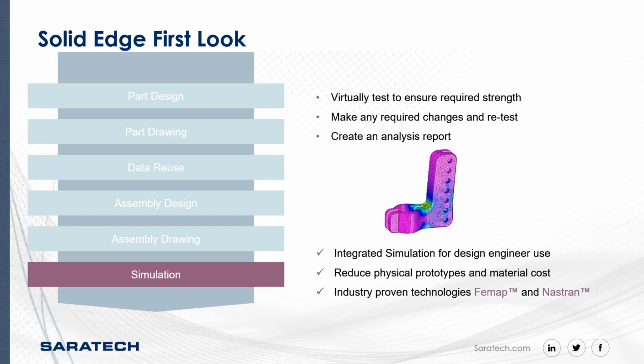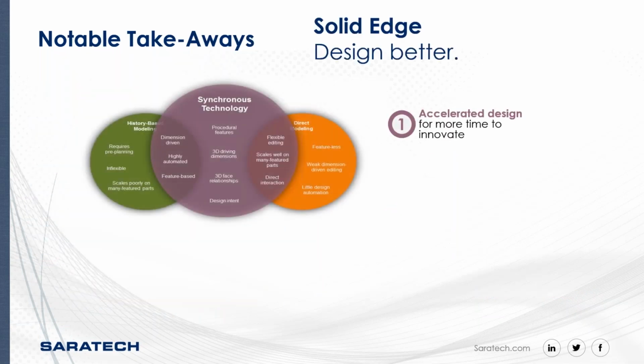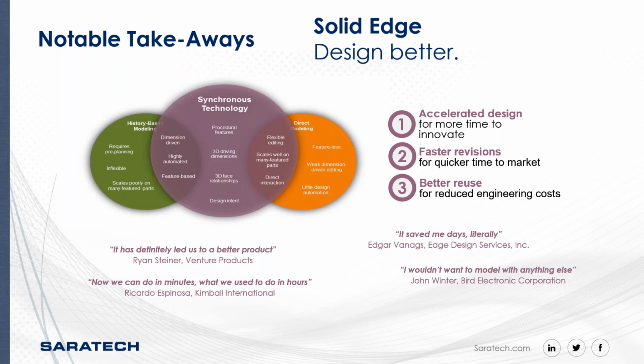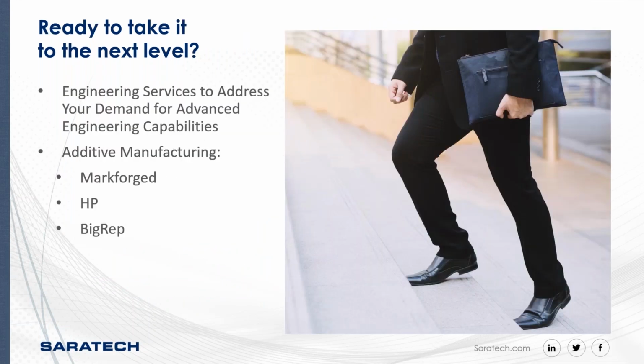All right. So lastly, some of our integrated simulation tools are great for our design engineers. We're looking to reduce that physical prototype. So we're actually seeing if we can do analysis while we're creating our materials, we're creating our parts. And also we have other proven technology out there with FEMAP and Nastran that's running in the background. Some of our notable takeaways are accelerated design and faster revisions. You can see I was making revision changes right on the fly, and better reuse. We just put a couple of quotes out there from some of our customers that we're supporting every day. And I'll hand it back over to Andrea.